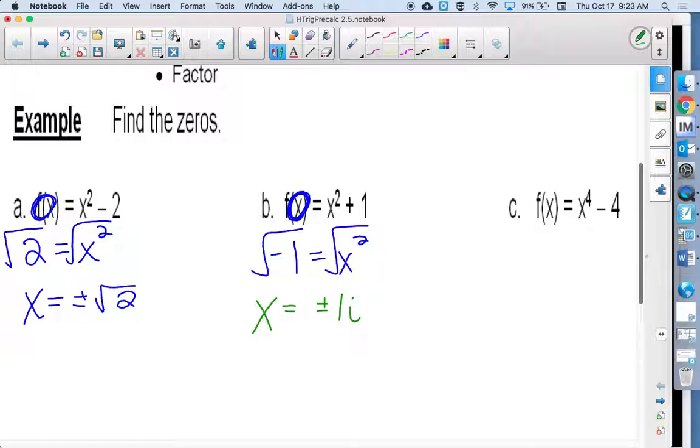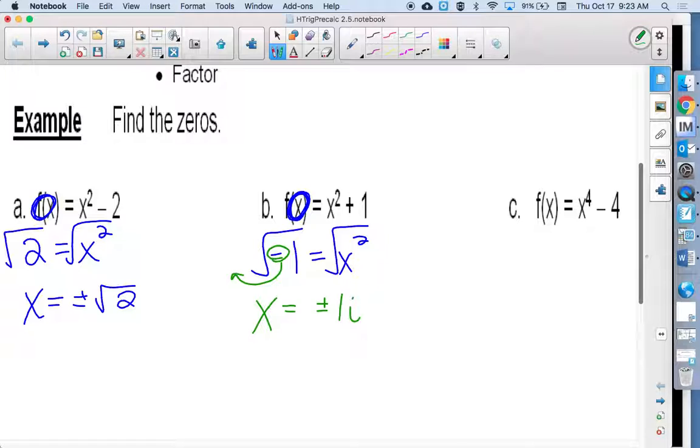Or you could just have plus or minus i if you wanted to. But the negative comes out and makes it i. And then we're taking the square root of 1. And again, my power is 2, so I should have 2 answers. In this case, they're both imaginary. But I still have 2 solutions for x. So they could be real or imaginary.